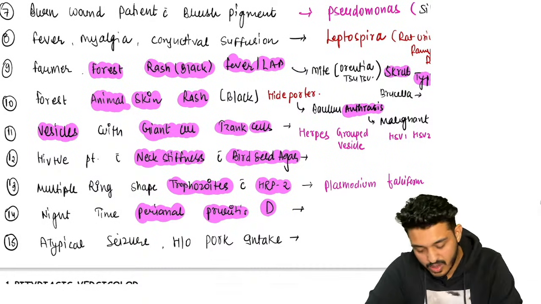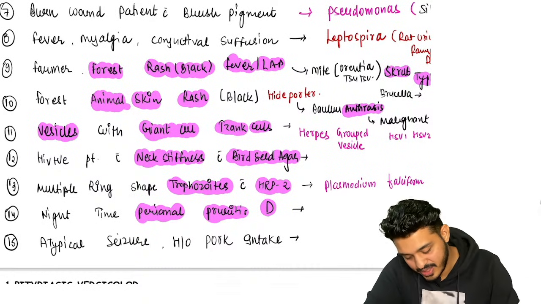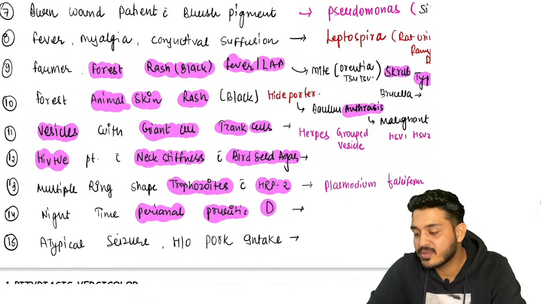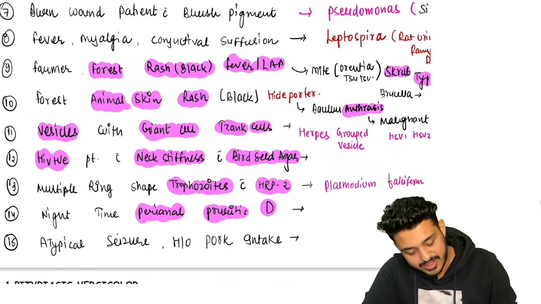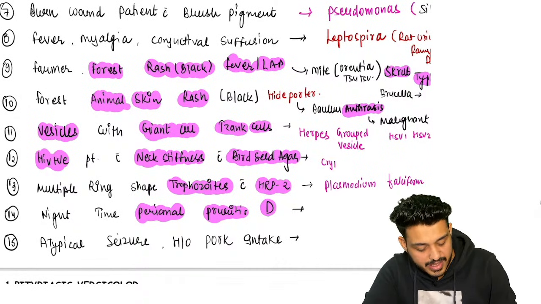What is the most common cause for meningitis? HIV positive patient. Now try to answer. HIV positive patient, most common cause of meningitis. This is going to be what? HIV positive patient, cryptococcal meningitis.